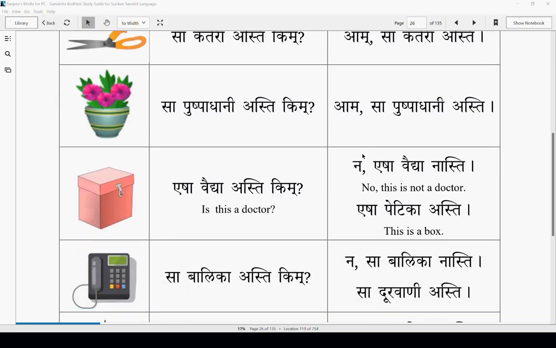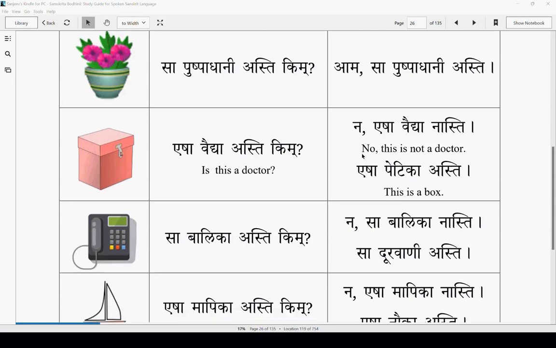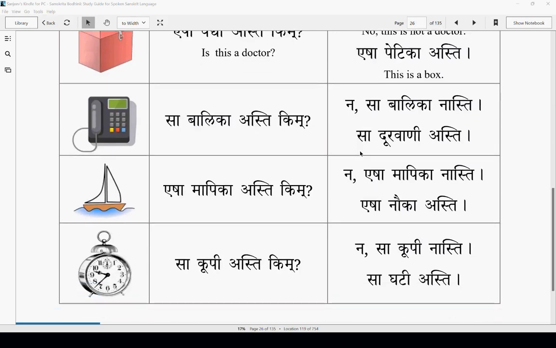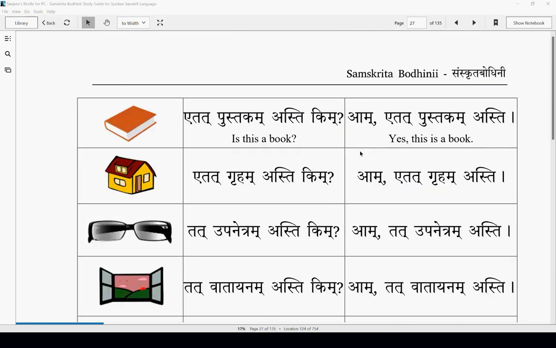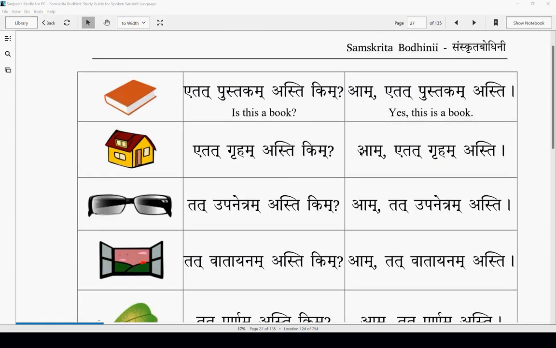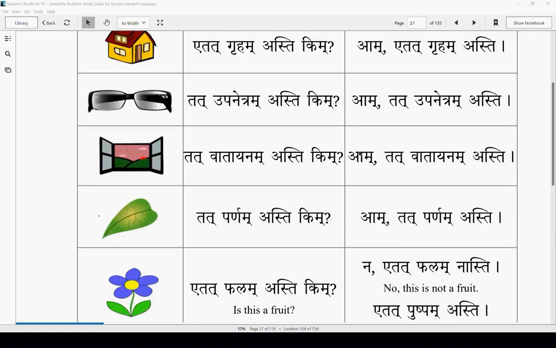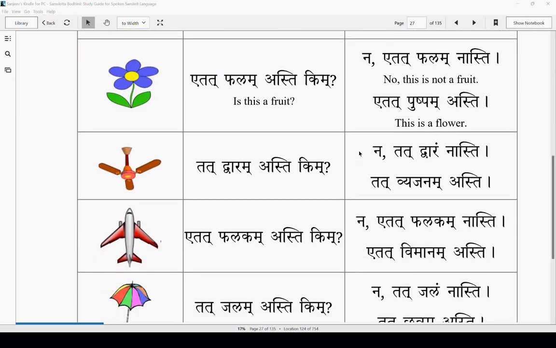So, I hope all of you have gone through this during the week, last week. Eshwamapika nasti, nauka asti, sakupi asti kim, sakupi kim nasti, kupi nasti. So I will send you some homework on this asti nasti.